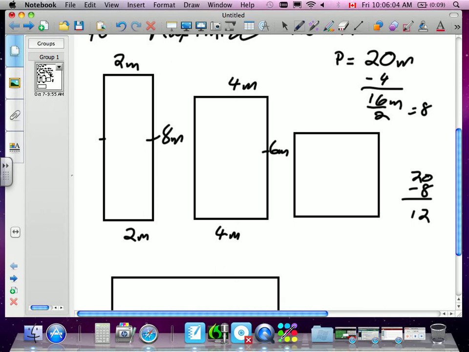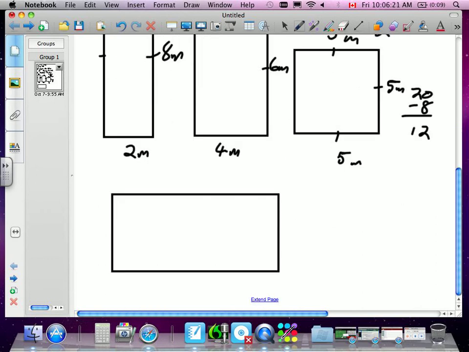Another option could be if we have 5 and 5 for the widths. What will our lengths be then? 5 again. And let's say we go back to 4 and 4. What will our widths be in this case? Yeah, we've already figured that one out.